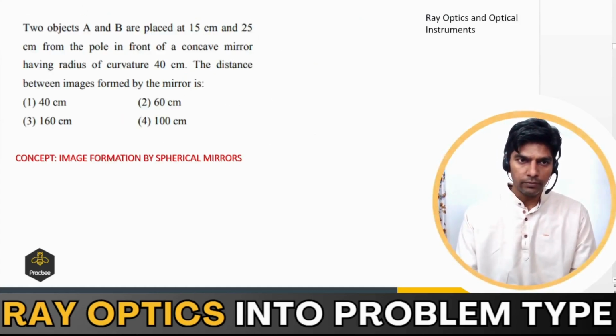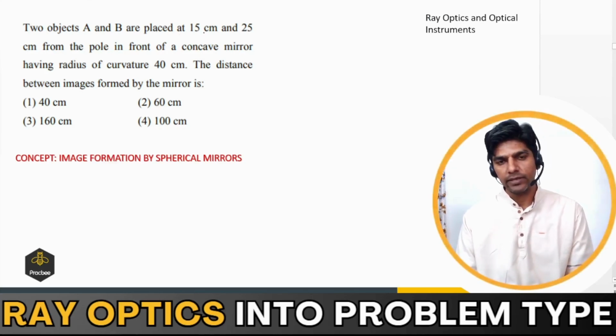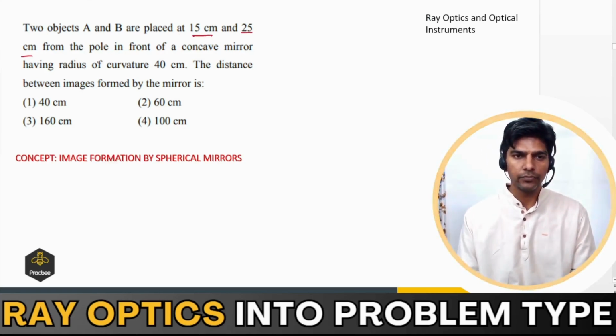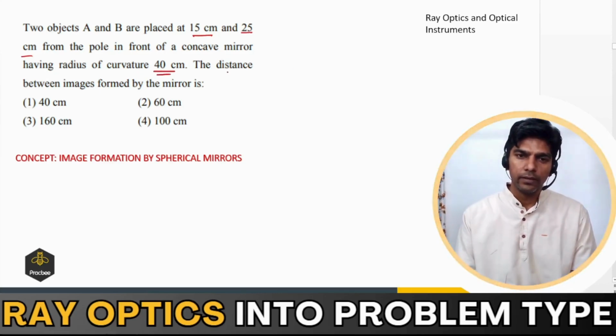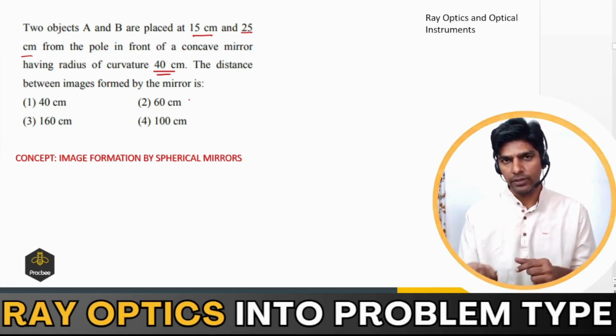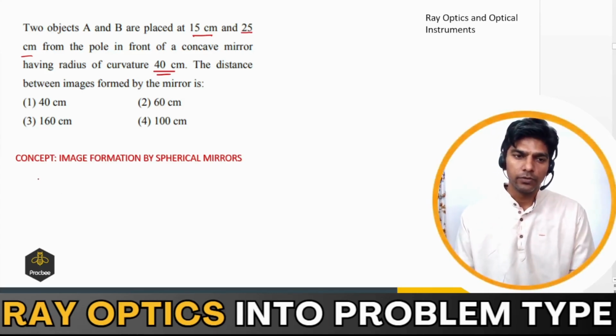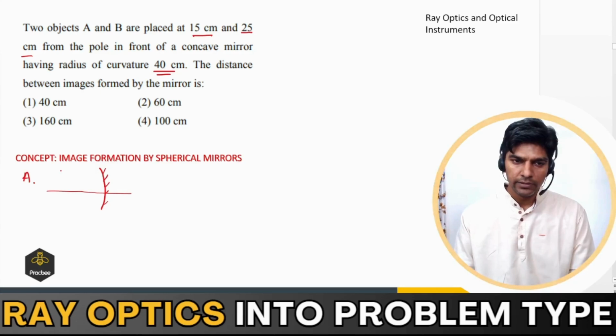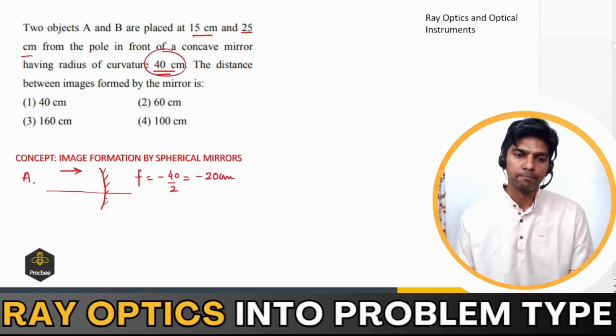Now let us see the next problem. Two objects A and B are placed at 15 centimeter and 25 centimeter from the pole in front of a concave mirror, having the radius of curvature 40. We have to find the image of A and B, and then find the distance between them. For a concave mirror, with this being the direction of the incident ray, focal length will be negative, nothing but minus of 40 by 2, because the radius of curvature is 40. So this will be minus 20 centimeter.